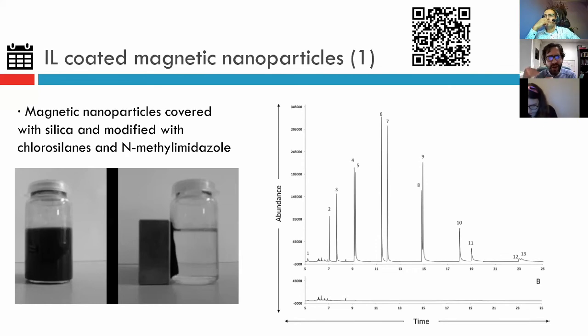Okay, so there are a lot of applications of this type of magnetic ionic liquids, even in catalysis for the degradation of polymers. So I think that they have a lot of potential.